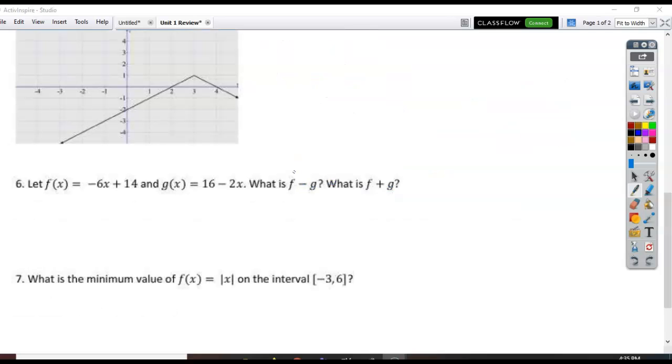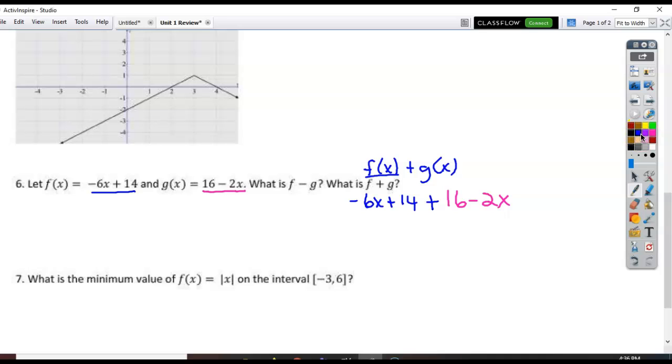Okay, in class we did number 6, the subtraction part. Let's go ahead and do the addition part. Remember, this was f of x plus g of x. All right, so I'm going to come over here, in for my f of x, I'm going to go negative 6x plus 14. Right there, that function. I'm going to put my plus sign. With the plus sign, you don't have to put in parentheses. The second function right here is g of x, so I'm going to put 16 minus 2x.